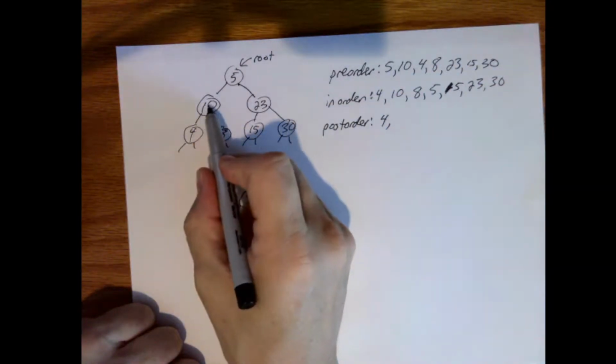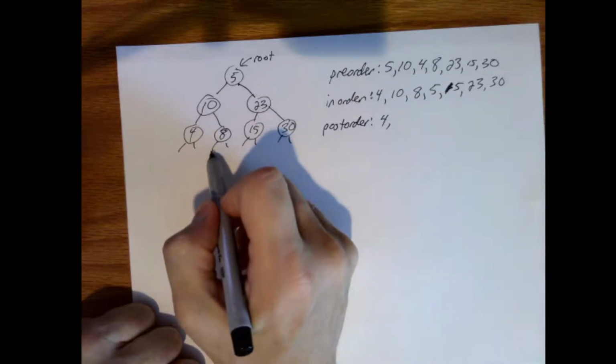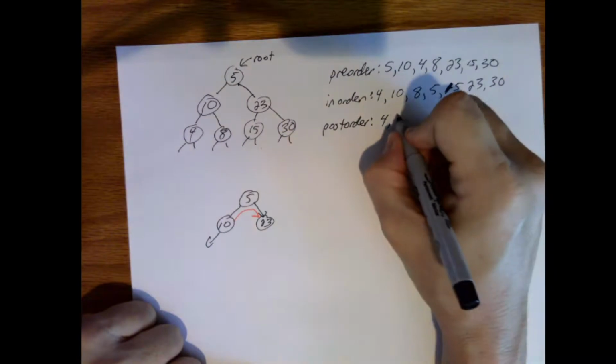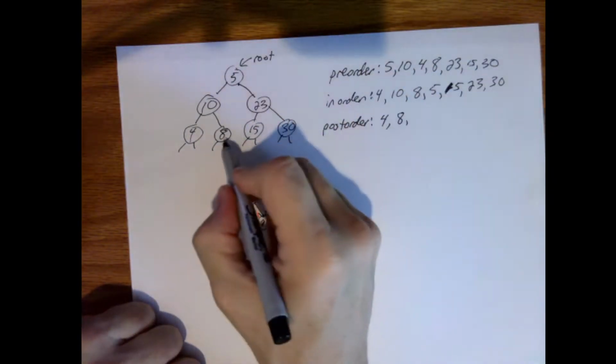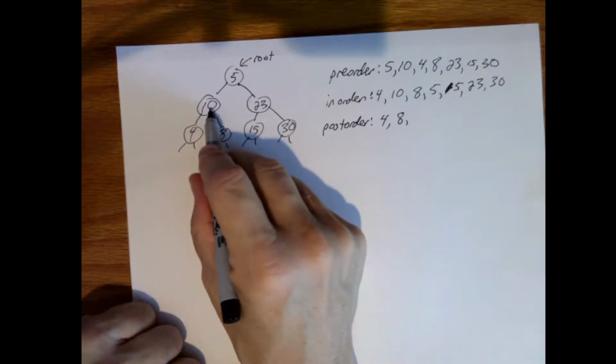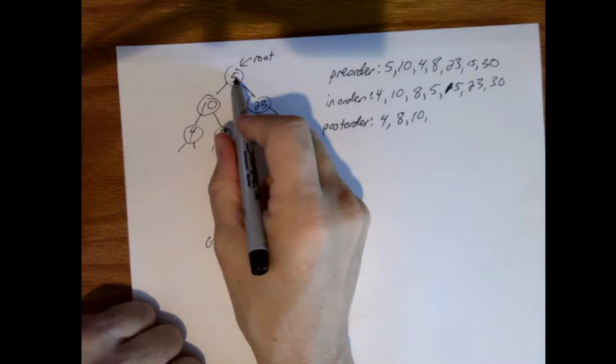So then I return to 10. Now I go right to 8. Deal with the left child of 8, hit null, return. Deal with the right child of 8, return. Now I use the 8. Now I return to where it came from, which is 10. So I've already dealt with the 4 and the 8 that are the children of 10. Now I'm ready to deal with 10. Return to where it came from, which is 5.